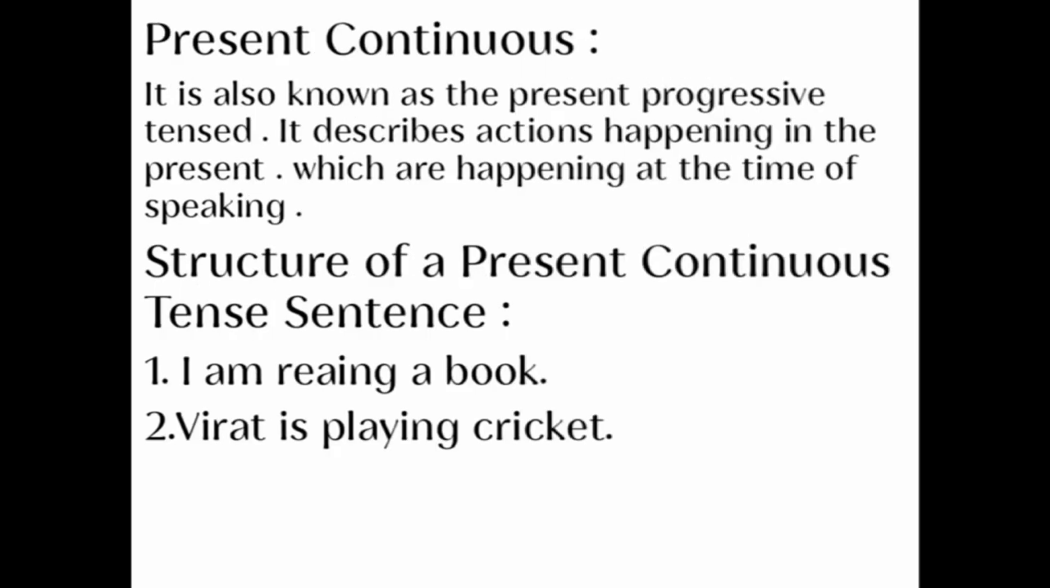Present continuous. It is also known as the present progressive tense. It describes actions happening in the present, the actions which are happening at the time of speaking. Structure of a present continuous tense sentence. I am reading a book. Virat is playing cricket. So, these are the actions happening in the present.